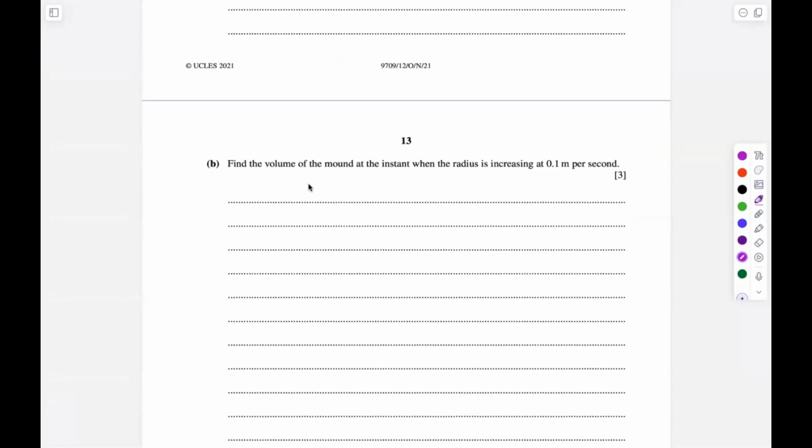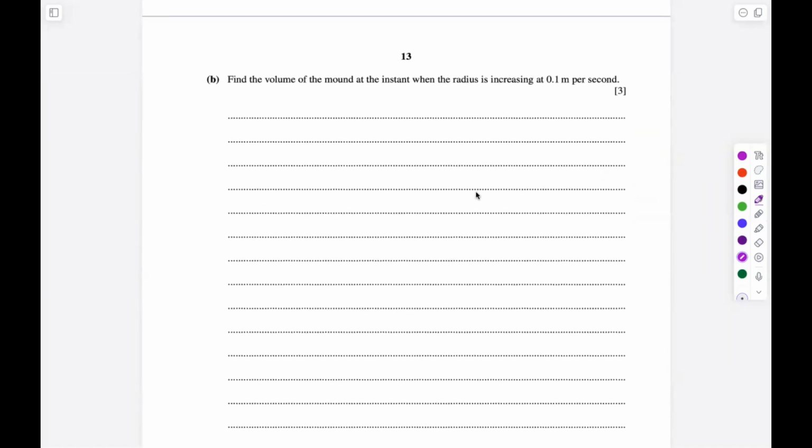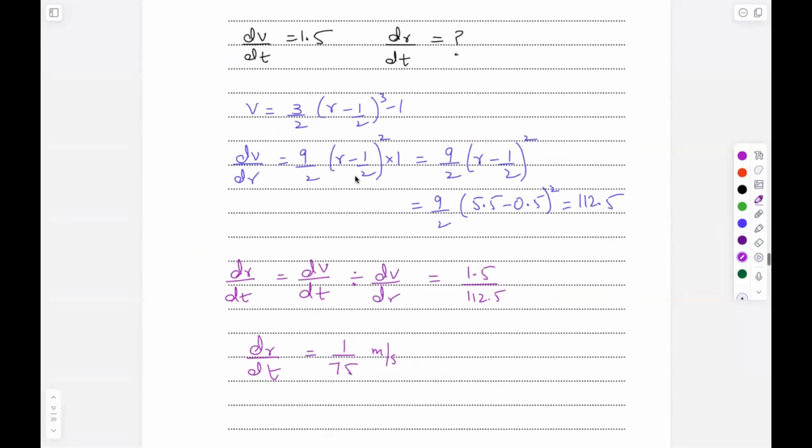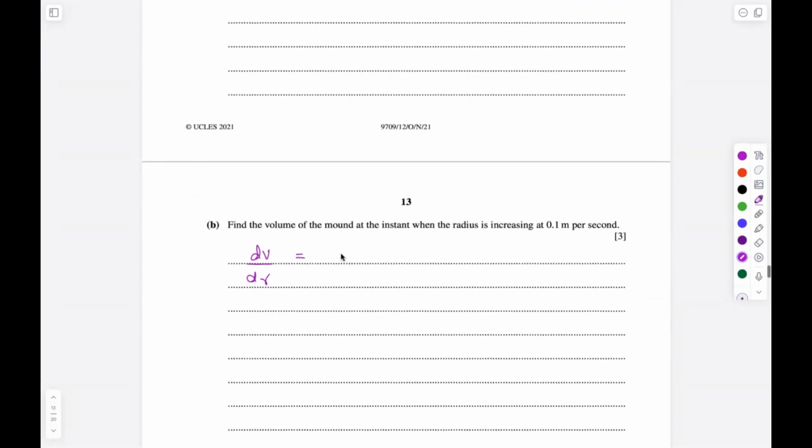In part B, it is saying find the volume of the mound at the instant when the radius is increasing at 0.1 meter per second. So in this part, we already have the expression for dV by dr. So dV by dr was equal to 9 upon 2 into (r minus 1/2) whole squared. So this is 9 upon 2 into r minus 1 upon 2 whole squared.